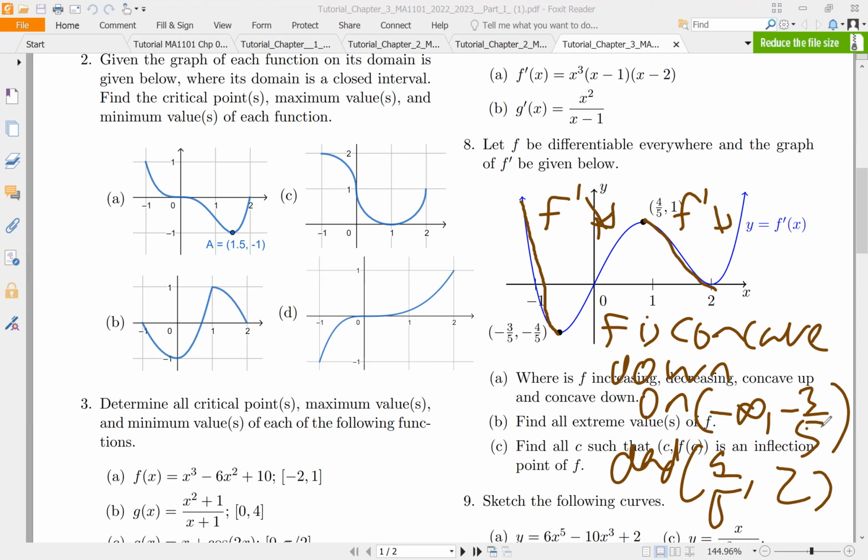Of course, the complement: for example, from minus 3/5 until 4/5, f prime is increasing, so f is concave up. Similarly, from 2 until infinity, f prime is again increasing, so f is concave up as well. Okay, so that's the idea.